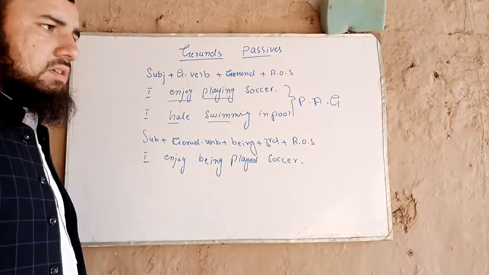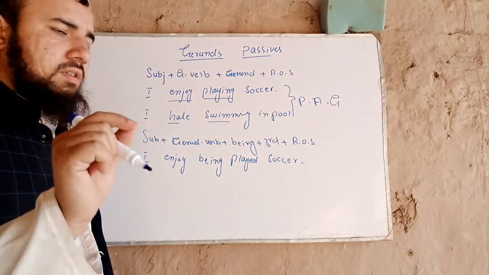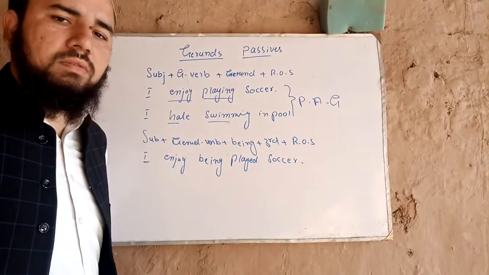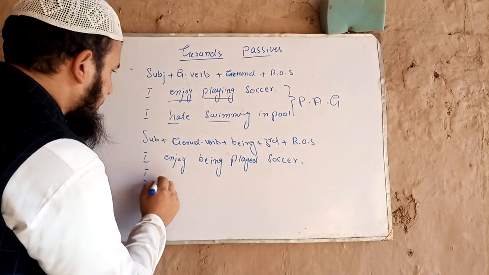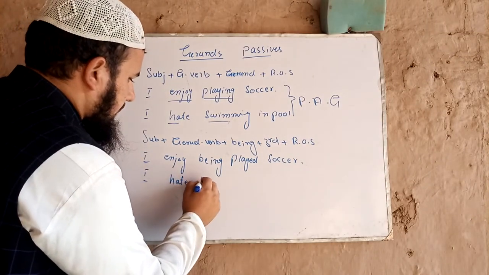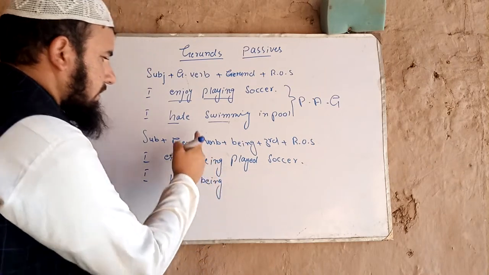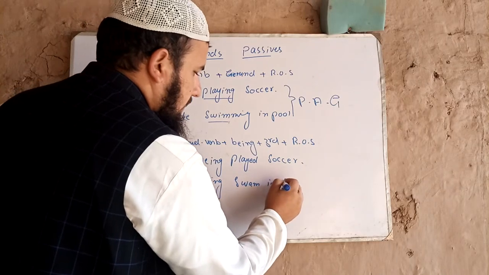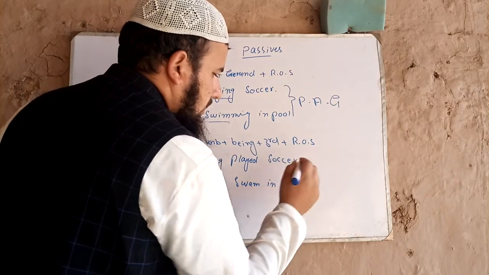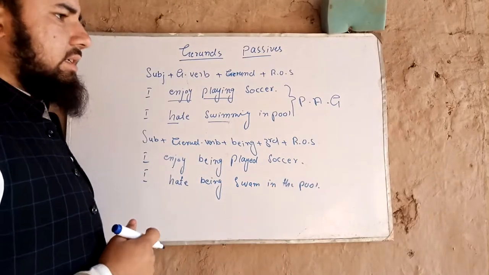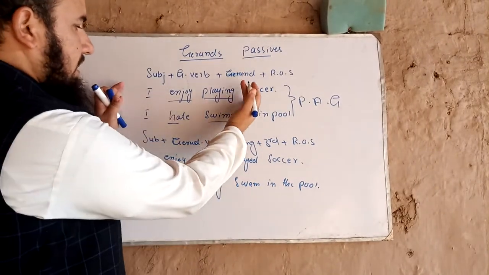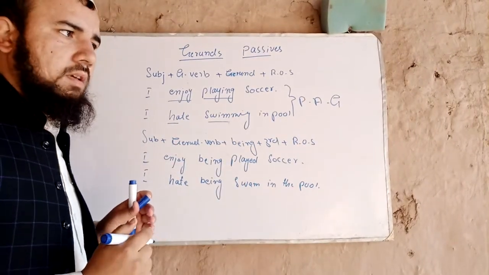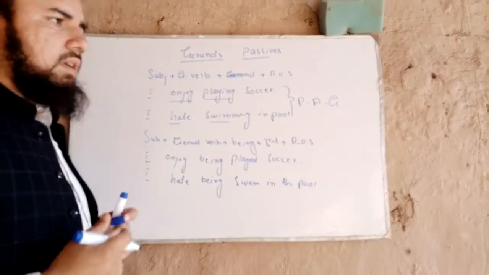In these kinds of sentences, we just add being and the gerund changes to the third form of the verb. Like in the second sentence, I hate being swimming swam in the pool. This is my second sentence. Now these are the active sentences and these are the passive sentences. Yes, if you have any question you can comment below.